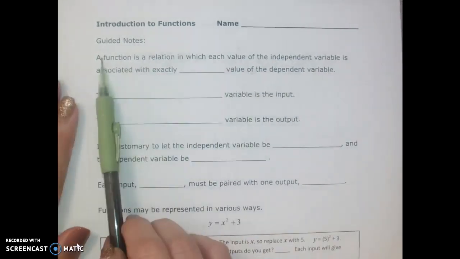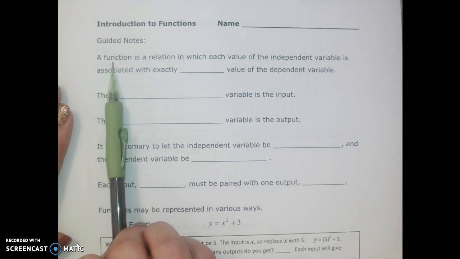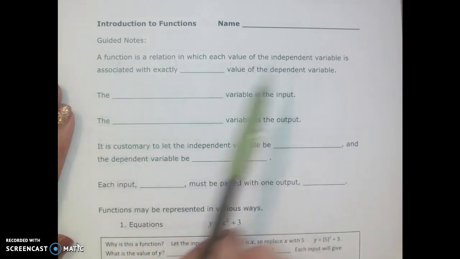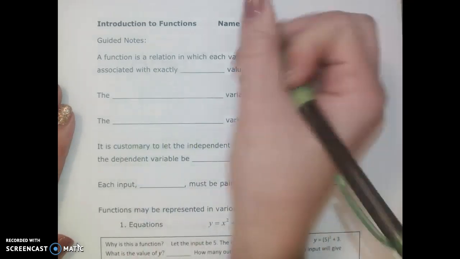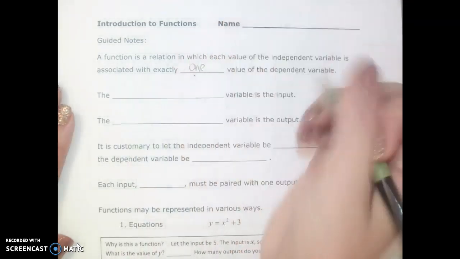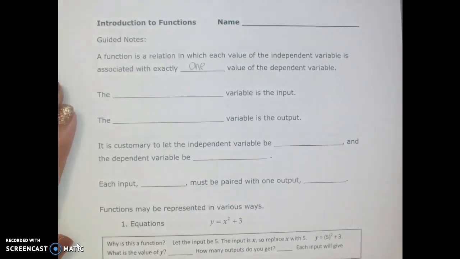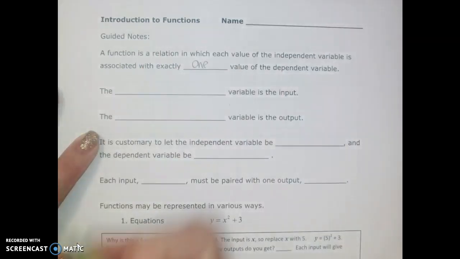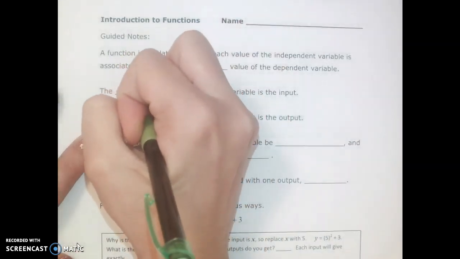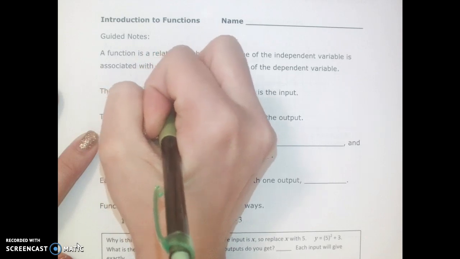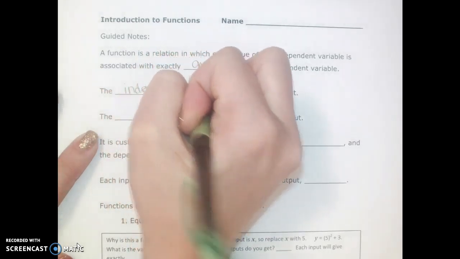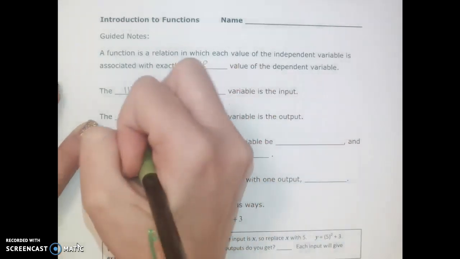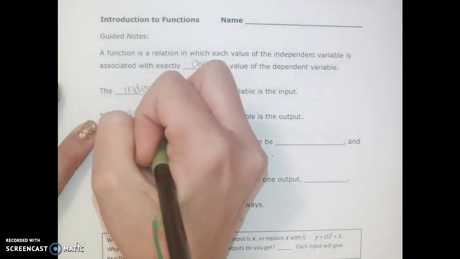So first things first, we are going to start with our guided notes. A function is a relation in which each value of the independent variable is associated with exactly one value of the dependent variable. The independent variable is the input and the dependent variable is the output.